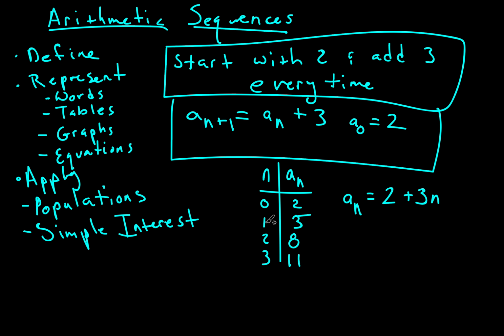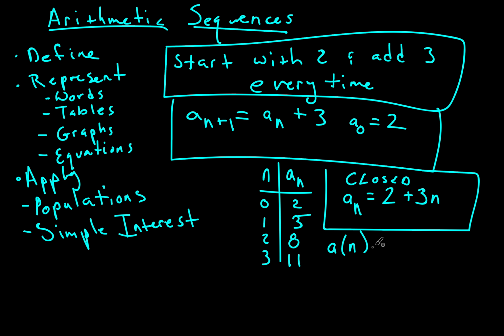When n is 1, we'll have 2 plus 3 times 1, which is 5. When it's 2, we have 6, 2 plus 6, 8, and so on and so on. So we have a different representation in closed form. And finally, if we wanted to rewrite this using function notation, we could write this sequence as having input n, and it's equal to 2 plus 3n. Notice the difference, it's just that we're using function notation here.